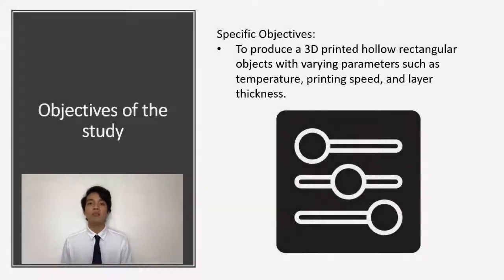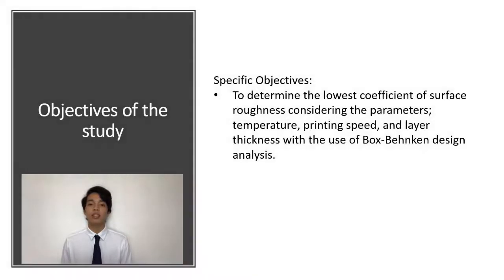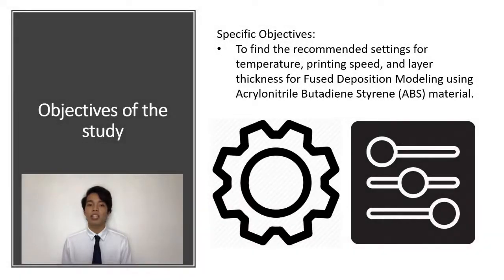For the specific objectives: to print 3D printed hollow rectangular objects with varying parameters such as temperature, printing speed, and layer thickness; to determine the lowest coefficient of the surface roughness considering the parameters, temperature, printing speed, and layer thickness, with the use of Box-Behnken design analysis; and to identify the recommended temperature, printing speed, and layer thickness setting for fused deposition modeling using ABS material.